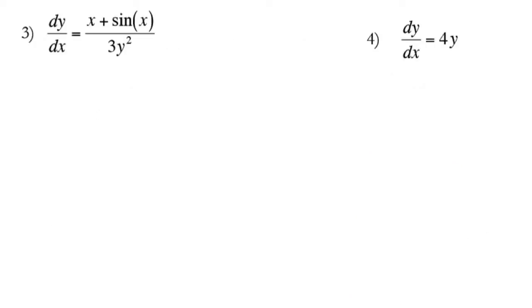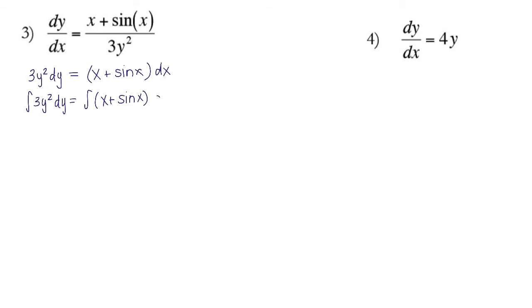Okay, again, same process. We need to separate our variables. So here we're going to have 3y squared dy equals x plus sine x, and all of that is going to be times our dx. And again, once we have that, we will integrate. So I'm going to integrate 3y squared dy equals, and then integrate over on this other side, x plus sine x dx.